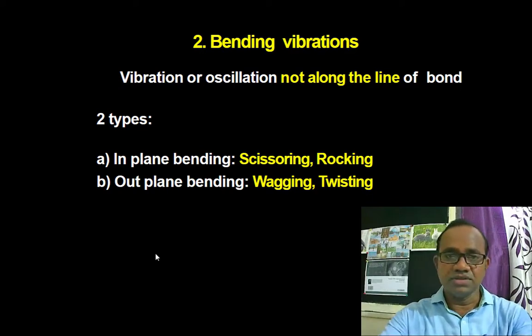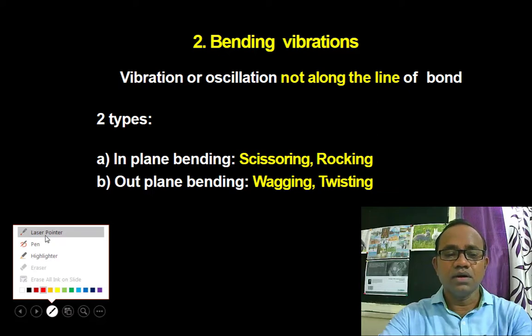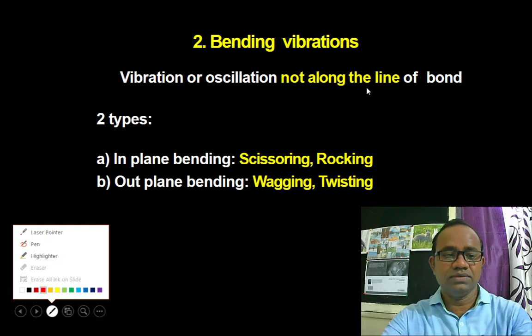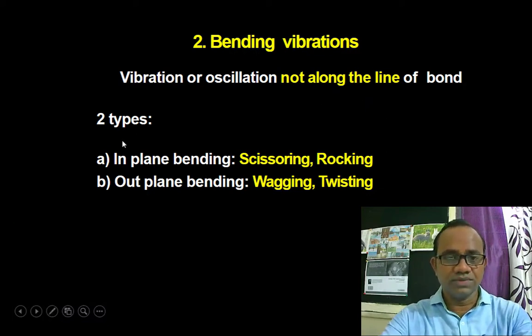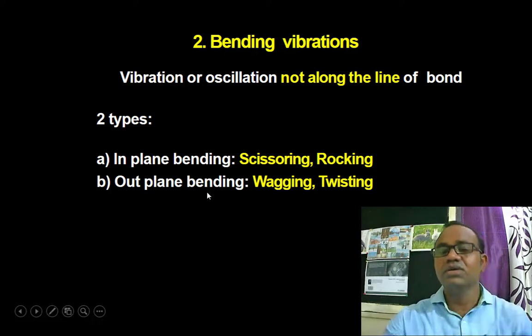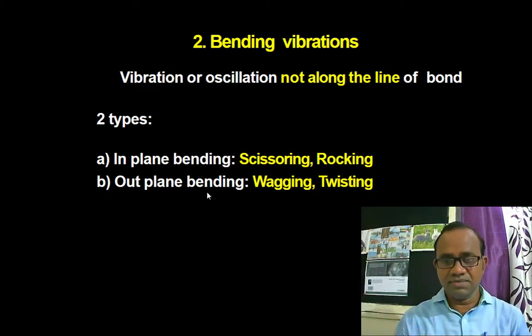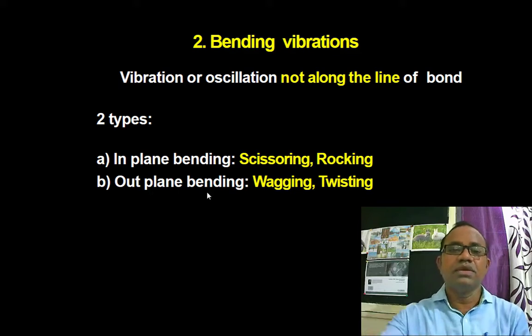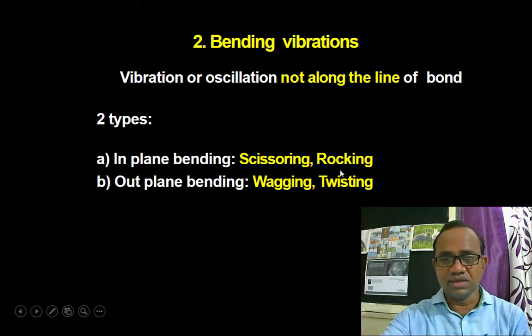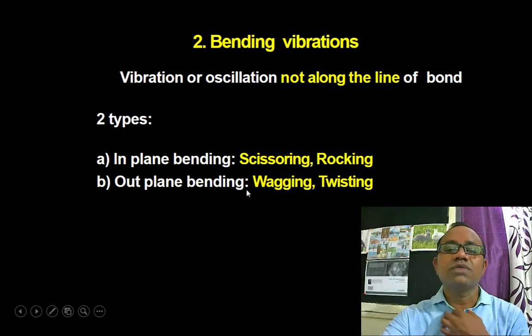Second is the bending vibrations. Bending vibration is where the movement of the chemical bonds is not along the line of a bond. Right? So there are two types of this. One is the in-plane bending and the other is the out-of-plane bending. That means the movement can be either in plane or out of the plane. In-plane bending has two types, called scissoring and rocking. In out-of-plane bending, there are wagging and twisting.